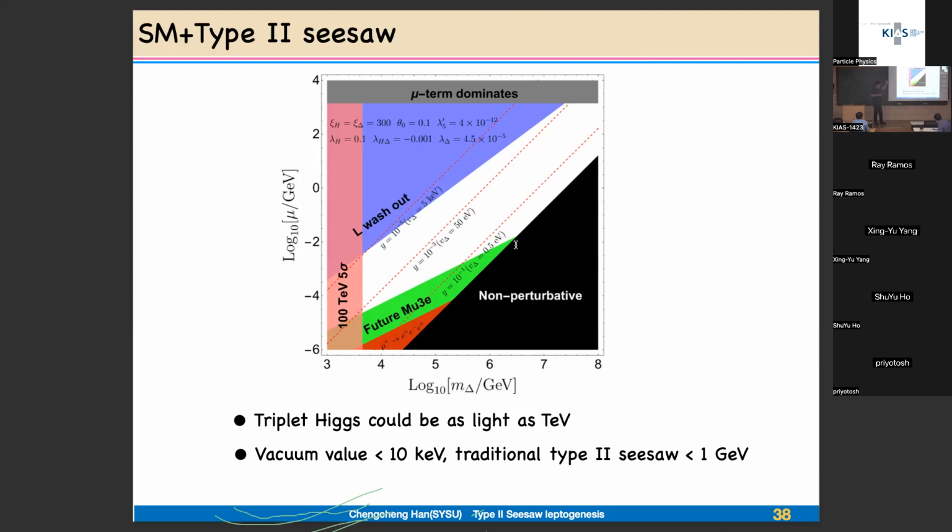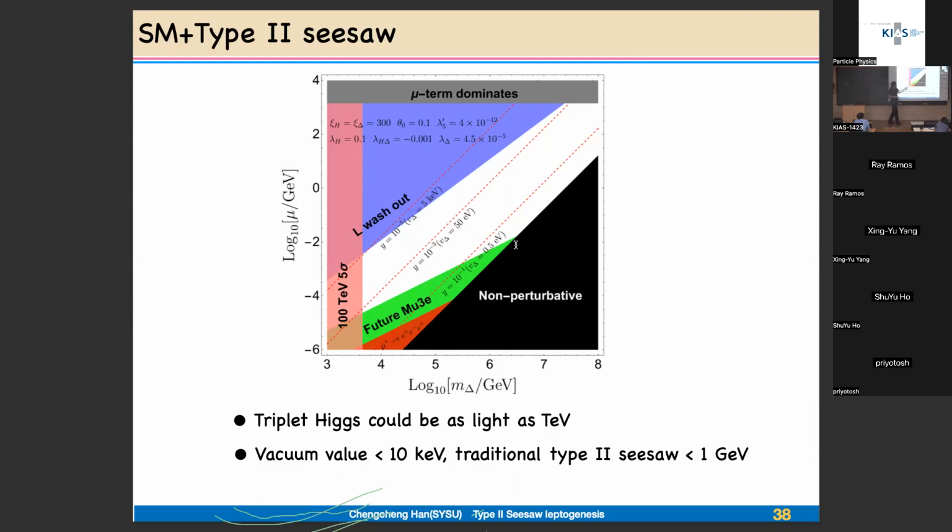Please remember one of my slides. I showed the vacuum value can be as large as GeV, so it is 10 orders. Now I cut it between 10 keV and 0.5 eV, so I cut maybe 5 or 6 orders. That region is not allowed by my mechanism. And the good thing is it can be as light as TeV or 100 TeV. Then we have plenty of region we can check.